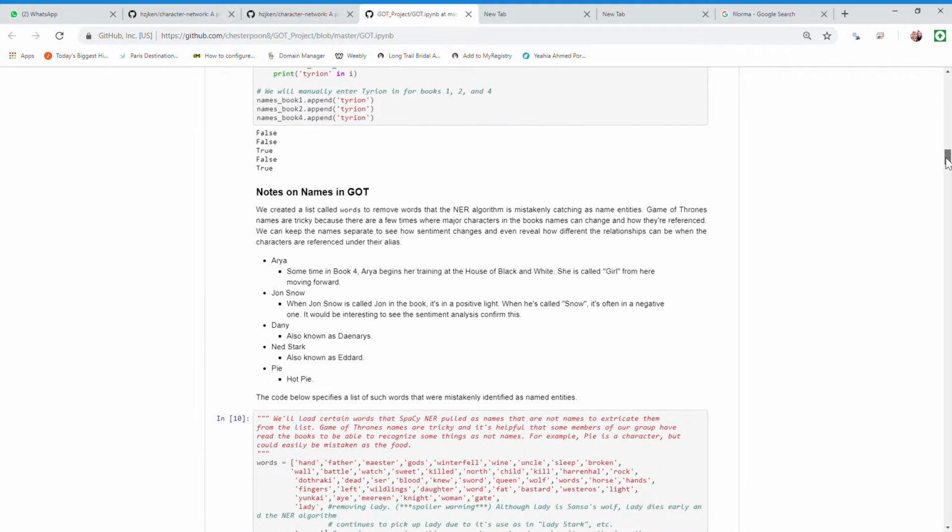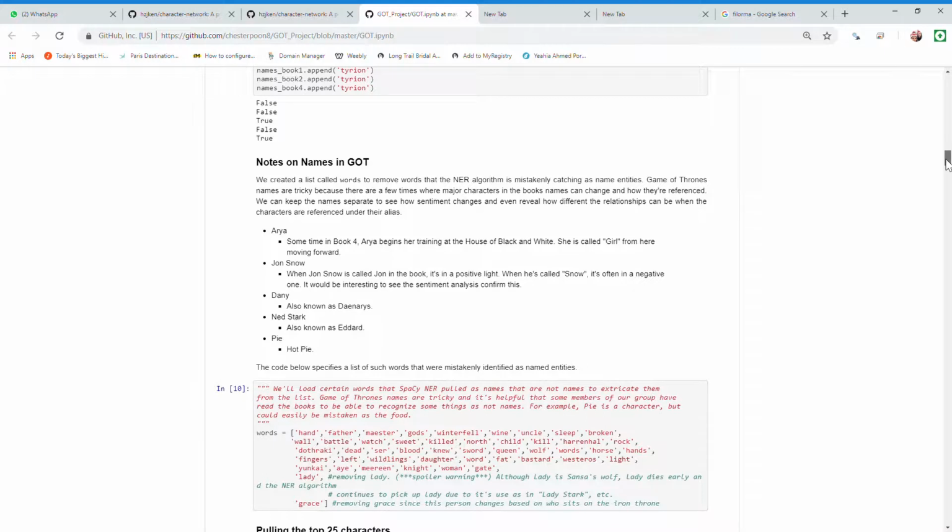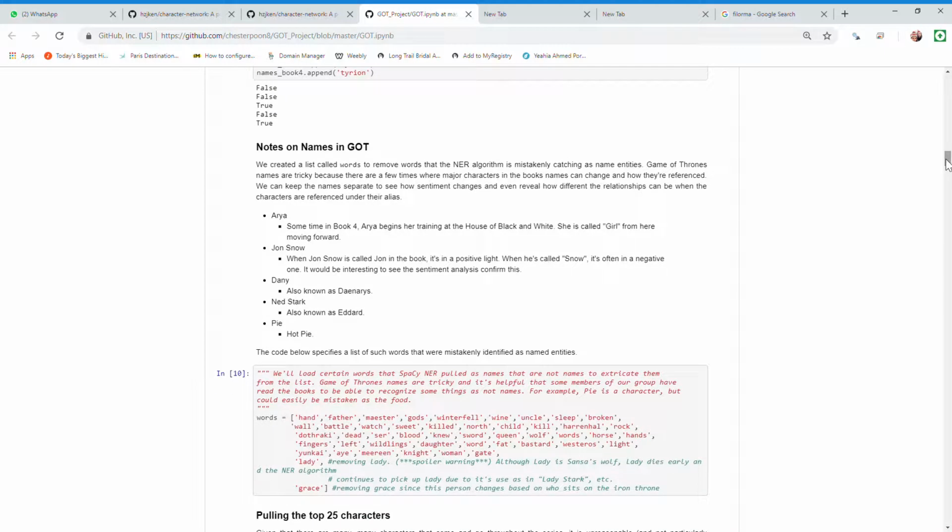So these are just some notes on Game of Thrones. Arya, sometime in book 4, Arya becomes the girl, and you'll notice later on that the girl shows up somewhere in it. When Jon Snow is called Jon in the book, it's in a positive light. When he's called Snow, it's often in a negative one. Dany is also known as Daenerys, and Ned Stark is also known as Eddard, which you wouldn't really know in the series because they didn't go into that. And Pie is Hot Pie.